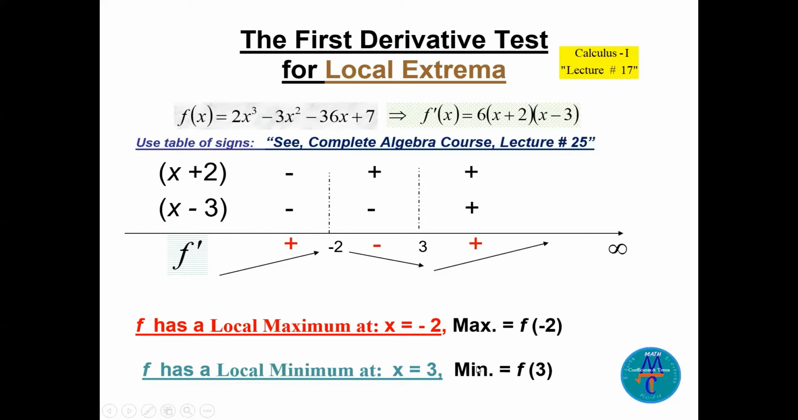How to find the max and min? We take minus 2 and we replace it in the function here. We get f of minus 2. That's the max. Local minimum, take x equal 3. Replace it in the function here. We get the minimum will be f of 3.